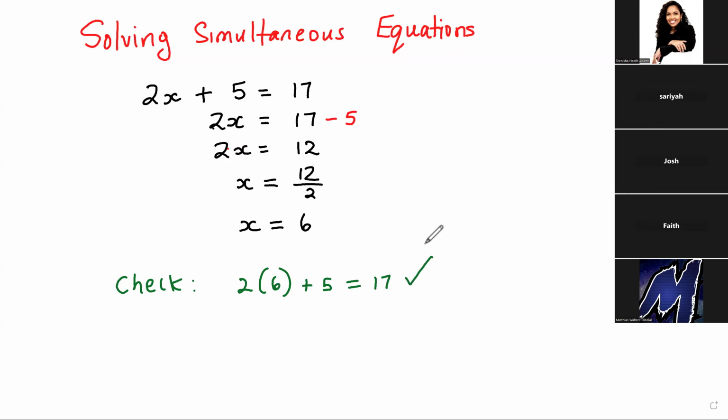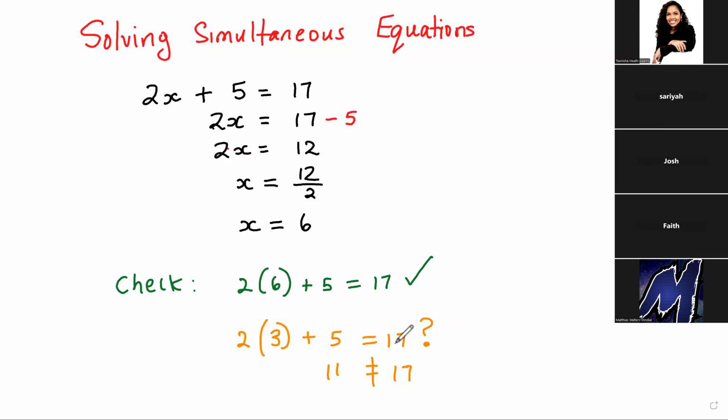Now, if I had gotten a different number, like for instance, let's say I had gotten x as 3. Well, that would mean that 2 times 3 plus 5 is equal to 17, because that's the original equation. But that is not correct because 2 times 3 is 6 and 6 plus 5 is 11. And 11, I should put a question mark here. Yeah, 11 is not equal to 17. So 3 is not the answer.